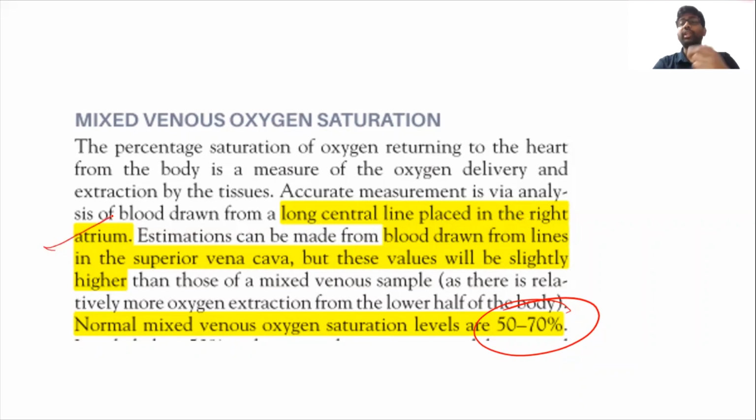Now, if you don't place the tip of the catheter in the right atrium of the heart and you place it slightly above and take the sample from the superior vena cava, then you can get a higher value of the mixed venous oxygen saturation. Now, why do we get a higher value?